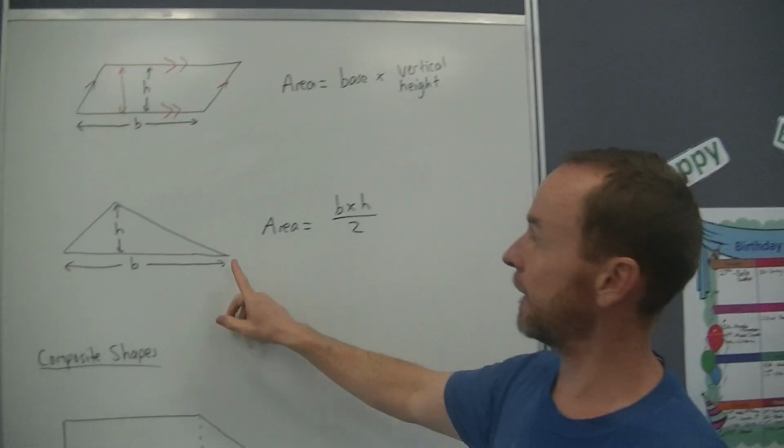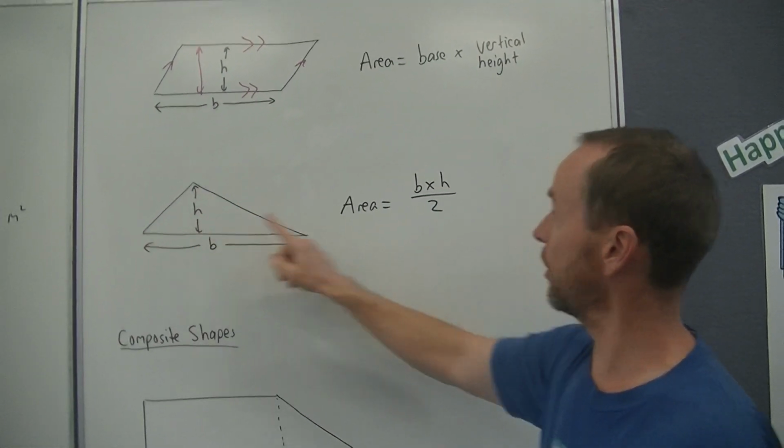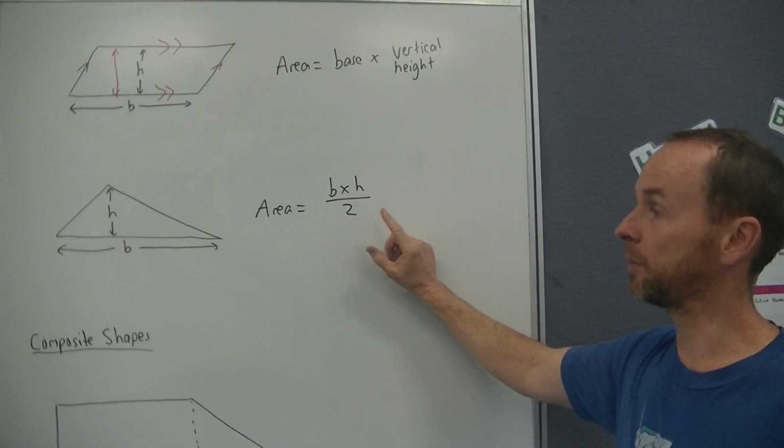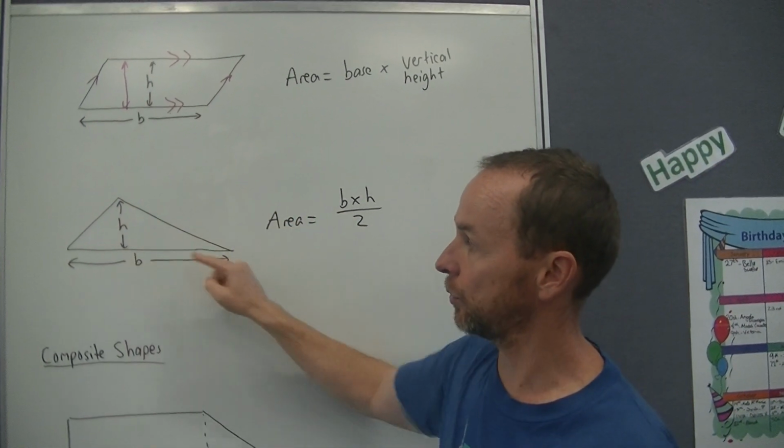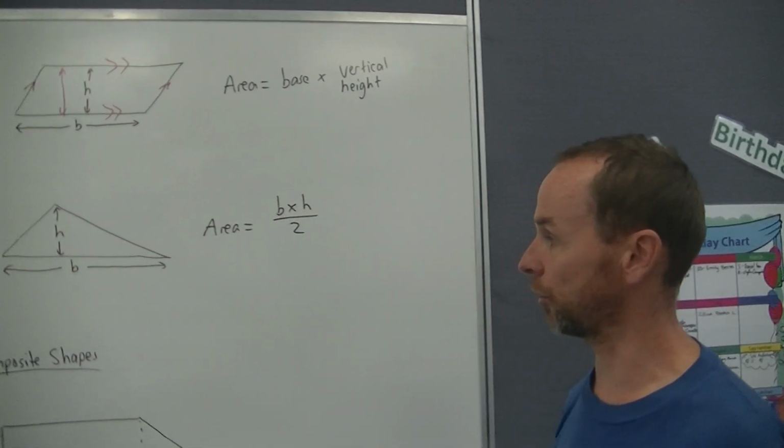And the last one is area of a triangle is base times height divided by 2, because it's exactly half of a rectangle. So it's base times height divided by 2.